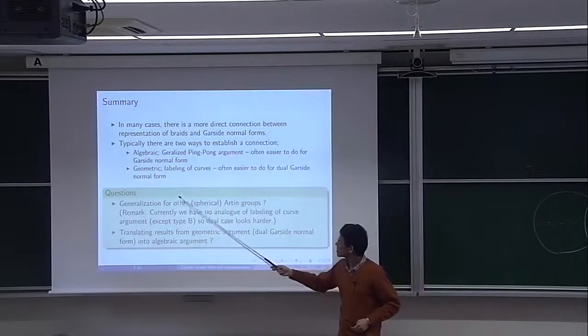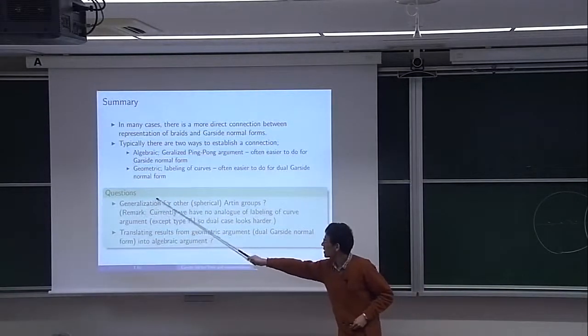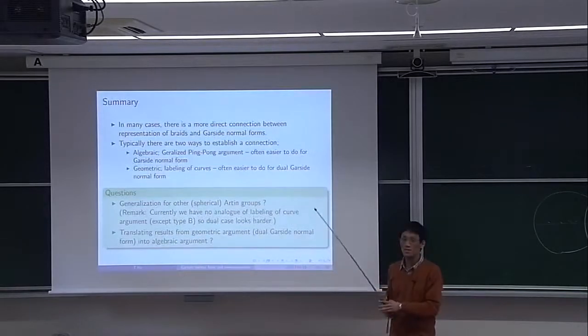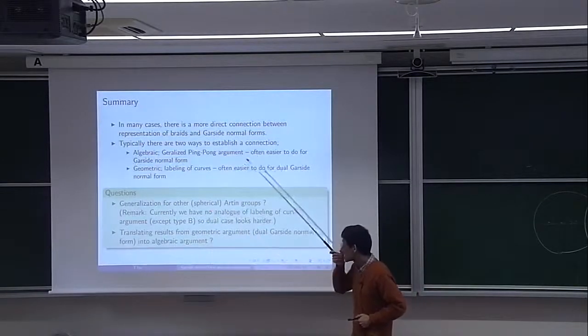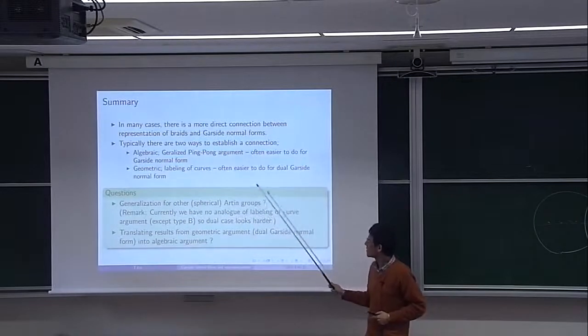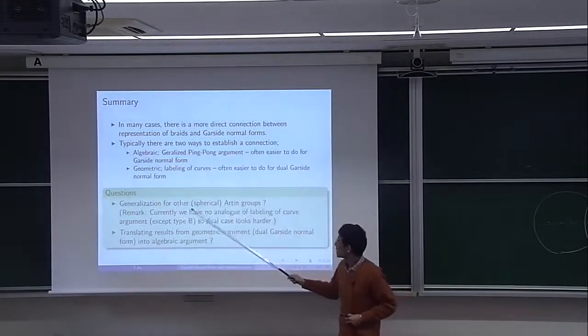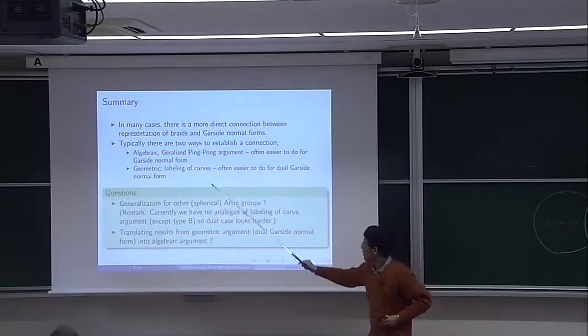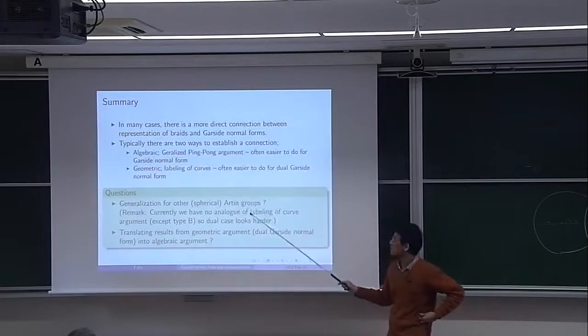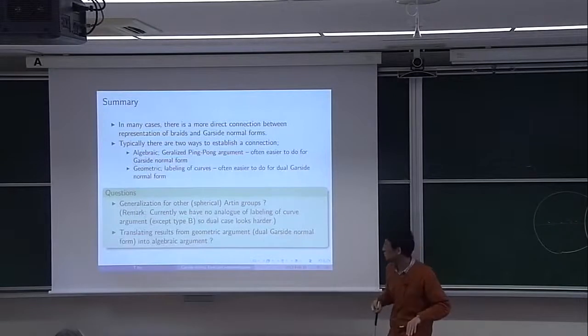So the remaining question is, what is the generalization to other cases? The braid group is a special case of Artin groups, and Garside theory extends to Artin groups of spherical type, say type B, type G, type E, and so on. So there is a Garside theory for Artin groups, but currently I don't know how to use a generalized labeling of curves argument for general Artin groups, because in general there is no interpretation of Artin groups as mapping class groups.